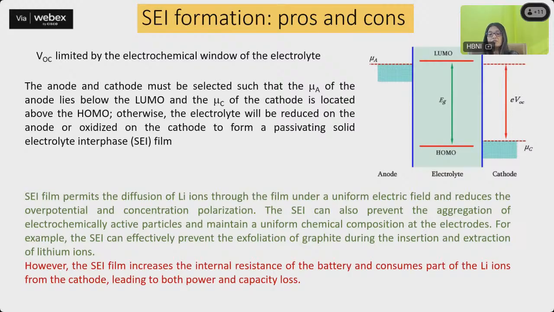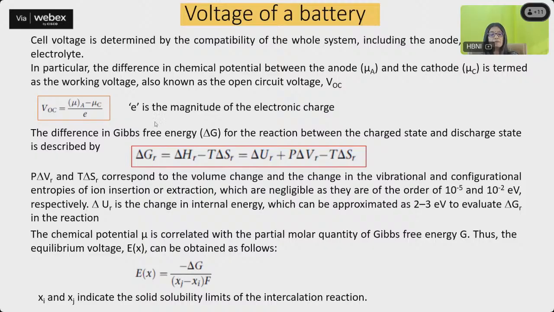Now please remember something: when we talk about a battery, the voltage is very important. When we talk about the energy density of a battery, how do you define energy density? Energy density is basically a product of the working voltage of the battery and the specific capacity of the battery. That means if I can improve the working voltage of a battery, in turn I am improving the energy density of the battery. And how can I increase this working voltage? By increasing the difference between the chemical potential of the anode and the cathode.